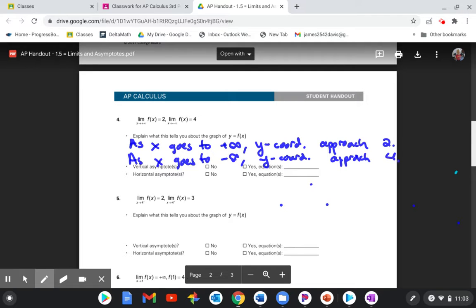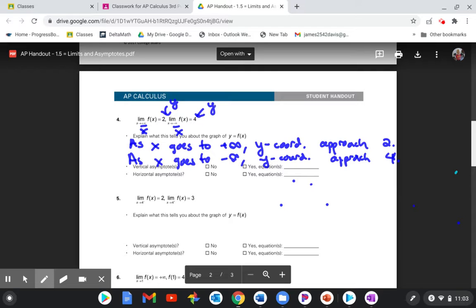So this limit value down here is always an x value, and then the equals part is always a y value. So if you can just keep those straight, you'll be on the right track. As x goes to this value, y coordinates approach or go to this value. As x goes to this value, the y coordinates approach this value. So it's pretty straightforward in that.